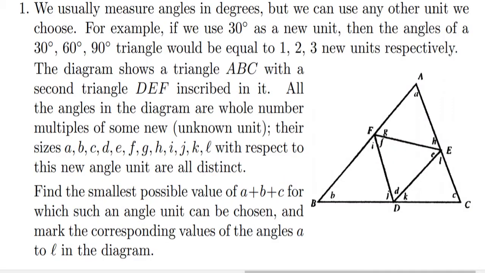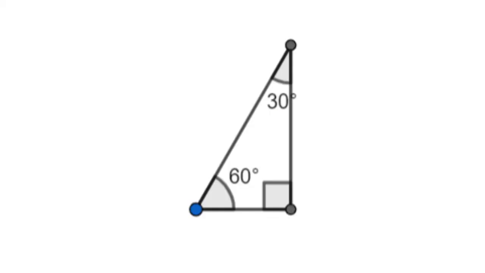We usually measure angles in degrees, but we can use any other unit we choose. For example, if we use 30 degrees as a new unit, then the angles of a 30, 60, 90 triangle would be equal to 1, 2 and 3 new units respectively.